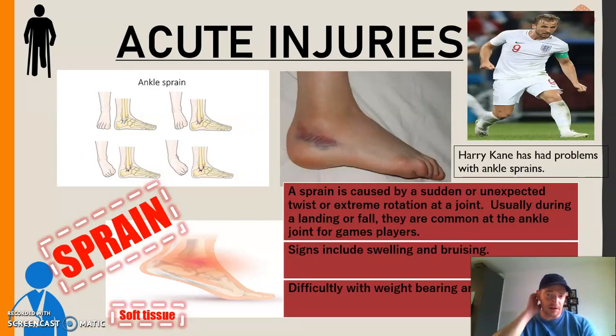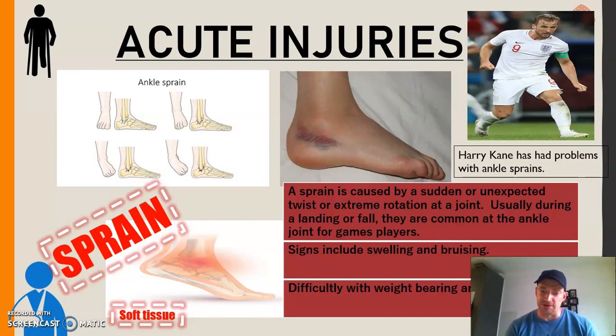Sprain. A sprain is caused by a sudden or unexpected twist or extreme rotation in a joint, usually during a landing or fall. They're common at the ankle for games players. Most people that play sport have or will experience some sort of sprain, often in the ankle when you land funny. Some can be more severe than others, so there are different gradings of sprain. We don't need to know about that for A level. You just need to know that a sprain is damage to that joint and the ligaments within that joint.